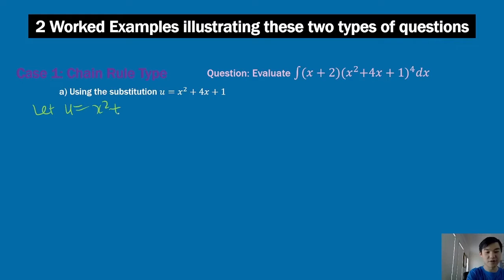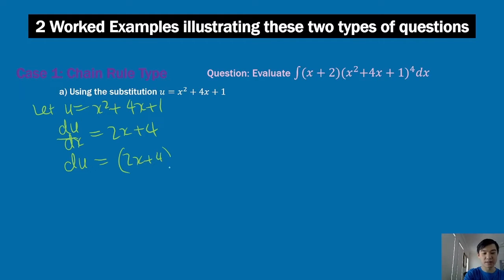So you have your substitution, then you differentiate the substitution. So I'm going to differentiate it with respect to x. So we got 2x plus 4. And now, for the purposes of the HSC, you can sort of treat derivatives like fractions. So I'm going to take the dx to the other side. So I'm going to say 2x plus 4 dx is equal to du.